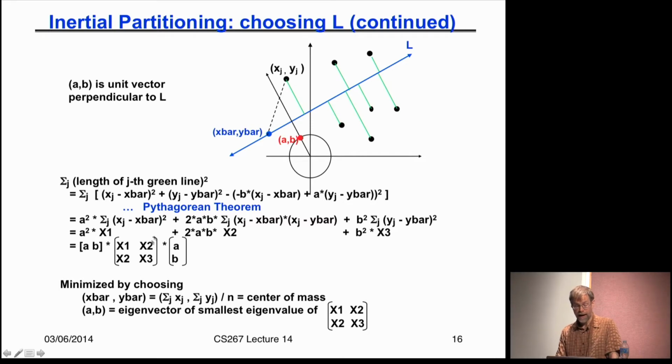So the question is, how do I still pick x bar and y bar to minimize the smallest eigenvalue? And the answer, not surprisingly, is the center of mass. Just put x bar, y bar, it should be over there somewhere, in the center of mass, and that will minimize everything.